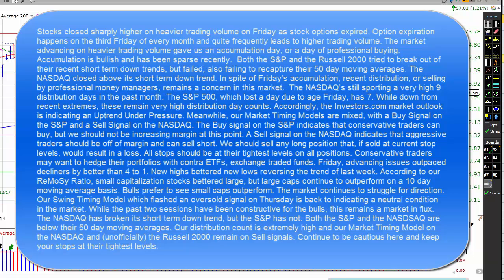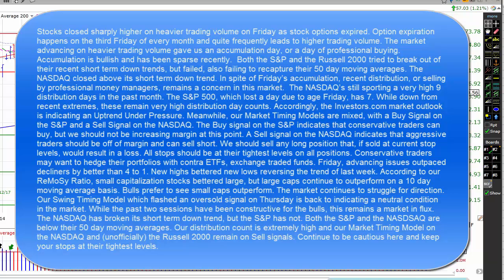Both the S&P and the Russell 2000 tried to break out of recent short-term downtrends but failed, also failing to recapture their 50-day moving averages. The NASDAQ closed above its short-term downtrend. In spite of Friday's accumulation, recent distribution, or selling by professional money managers, remains a concern in this market. The NASDAQ is still sporting a very high 9 distribution days in the past month. The S&P, which lost a day due to age Friday, has 7. While down from recent extremes, these remain very high distribution day counts.